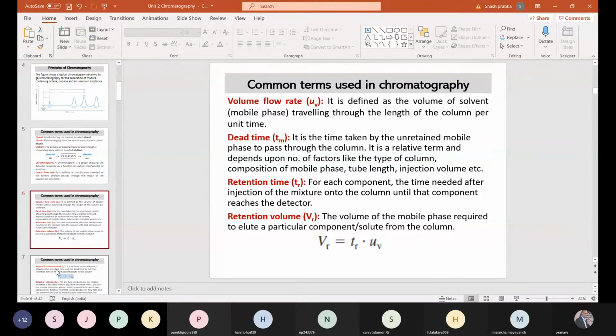अब ये जो मोबाइल फेज होता है, it should be in chromatography, it should not react with the stationary phase. This is important. ये बहुत इंपॉर्टेंट है कि उसको रिएक्ट नहीं करना चाहिए स्टेशनरी फेज के साथ. This is a prerequisite.